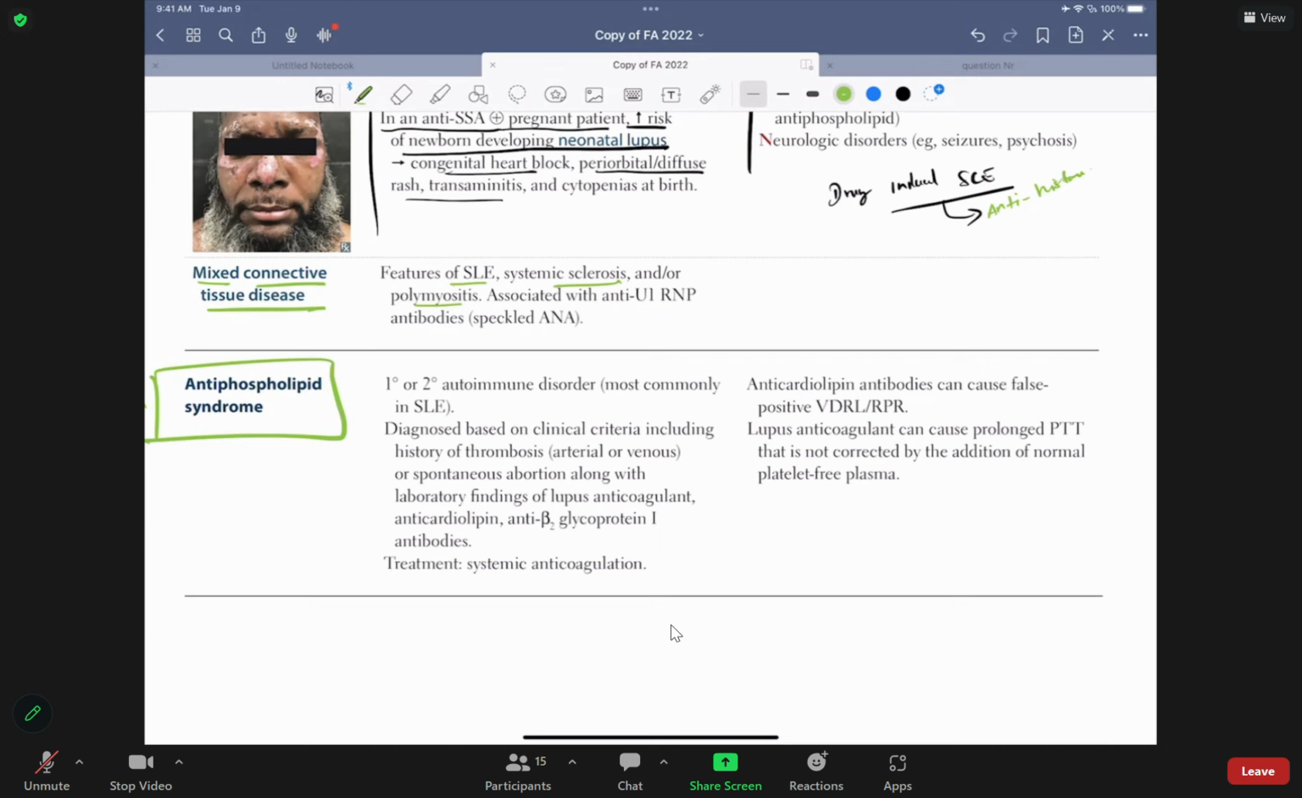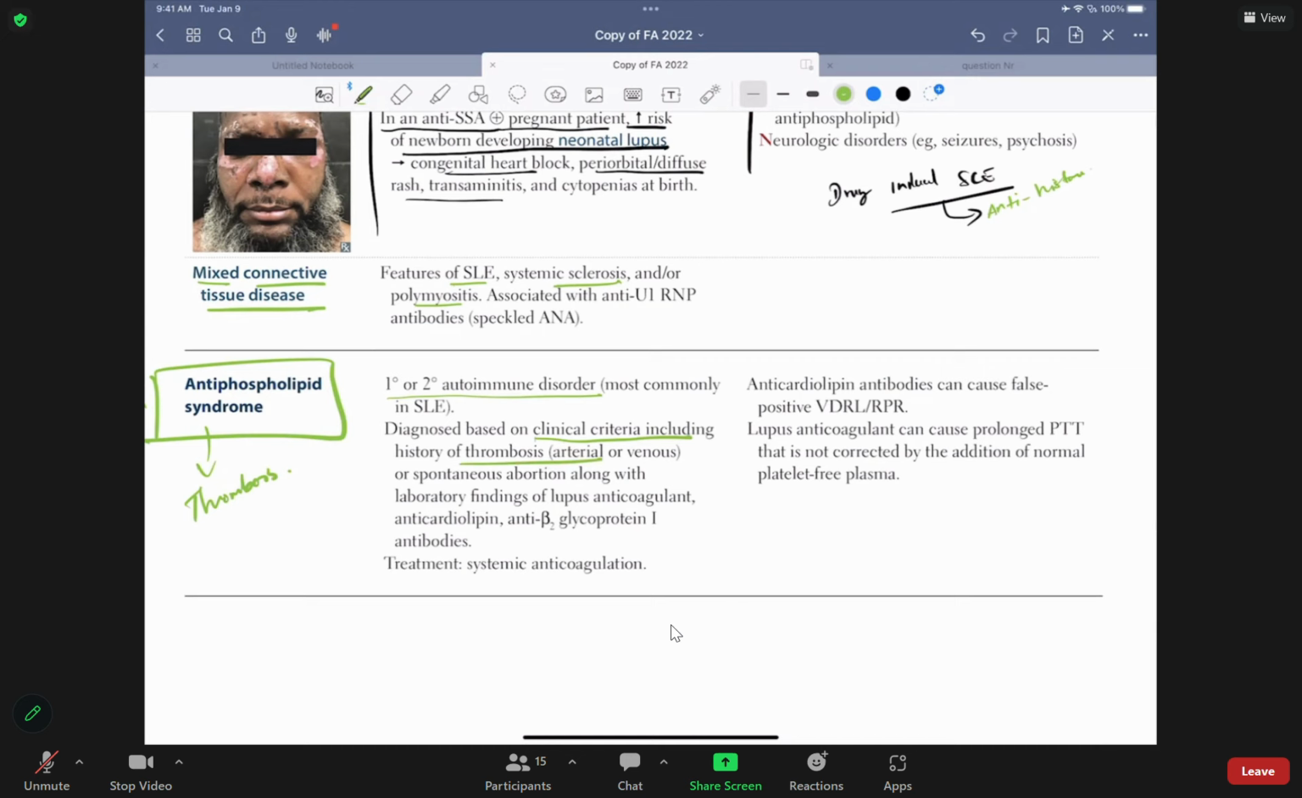Now, what is antiphospholipid syndrome? People with SLE are forming thrombosis. That's the basic idea here. All these people are getting a clot. It could be a primary or secondary autoimmune disease, diagnosed based on clinical criteria. Thrombosis. So what will be the symptom?